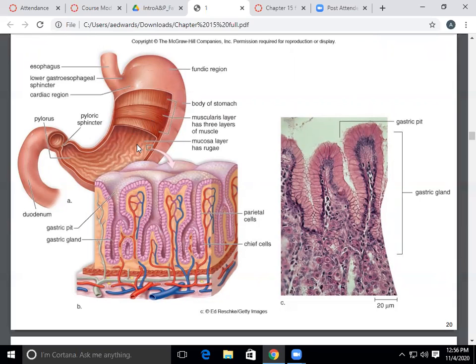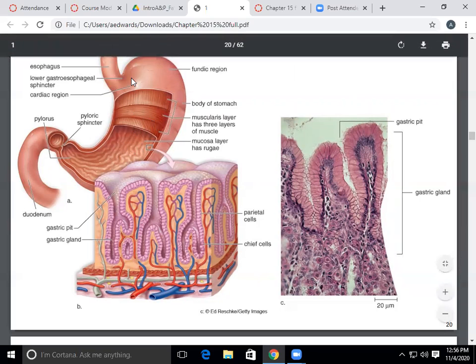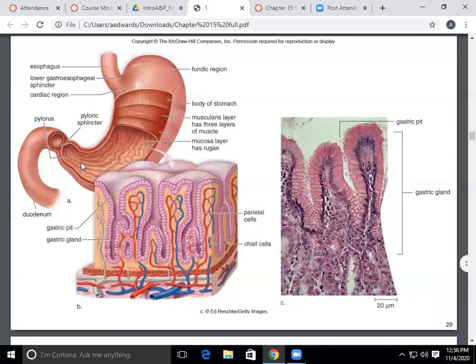Okay. So just like you have an esophageal sphincter connecting the stomach and the esophagus, we have a pyloric sphincter connecting the stomach with the small intestine. And it's called the pyloric sphincter because this region right before it is the pylorus. Okay.